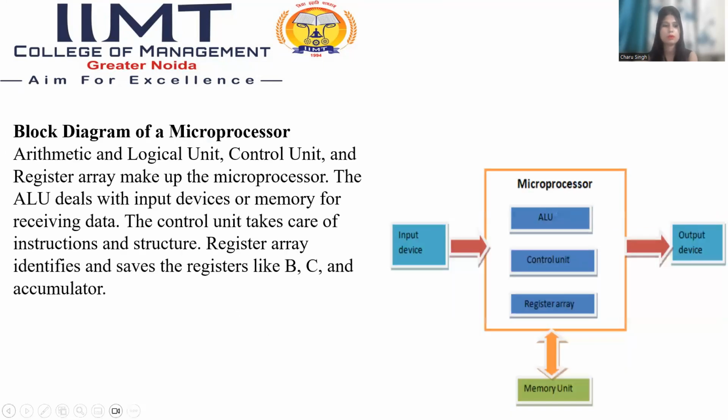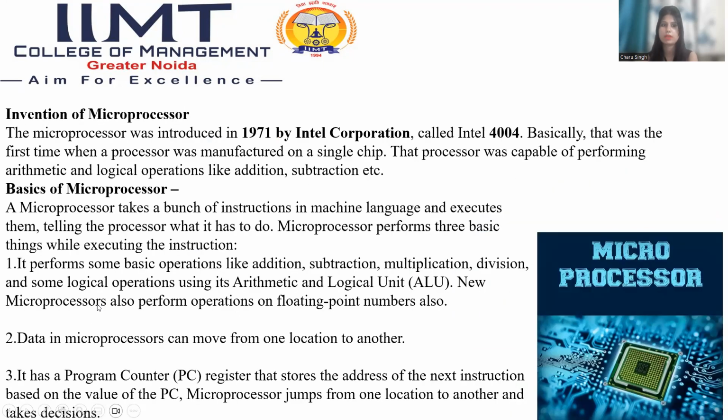So let's talk about the invention of the microprocessor. The microprocessor was first introduced in 1971 by Intel Corporation, called the Intel 4004. Basically, that was the first time a microprocessor was manufactured on a single chip. The processor was capable of performing arithmetic and logical operations like addition, subtraction, etc. A microprocessor takes a bunch of instructions in machine language and executes them, telling the processor what it has to do.